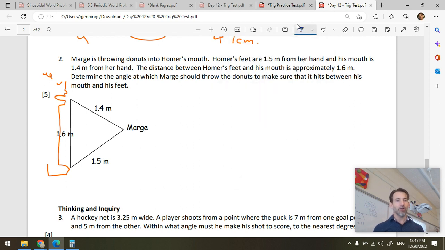All right, so we want to know what angle Marge needs to throw these donuts at if she wants to at least land the donut between his mouth and his foot. So we're looking for theta here. Find me that angle theta.